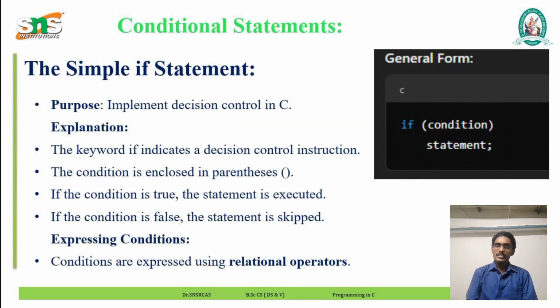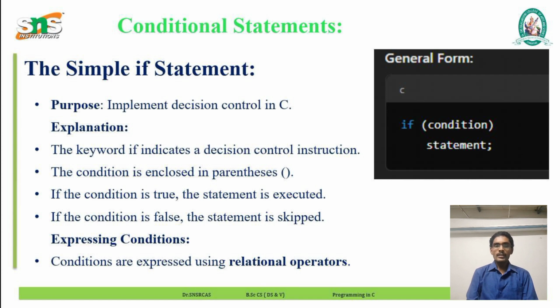The first one is the simple if statement. You can see the simple if statement syntax on the right side. The purpose is to implement decision control in C. The keyword if indicates a decision control instruction. The condition is enclosed in parentheses. If the condition is true, the statement is executed. If it is false, then the statement will be skipped. The conditions are expressed using relational operators.